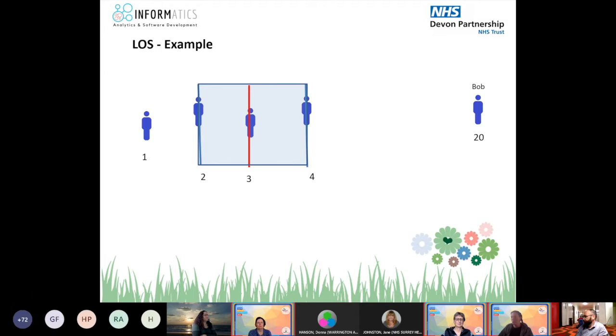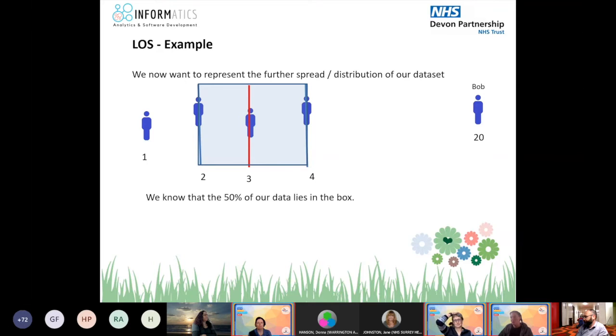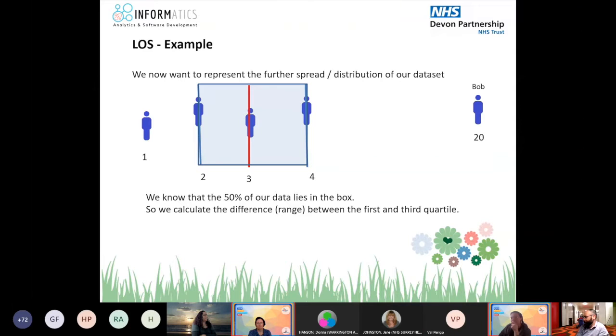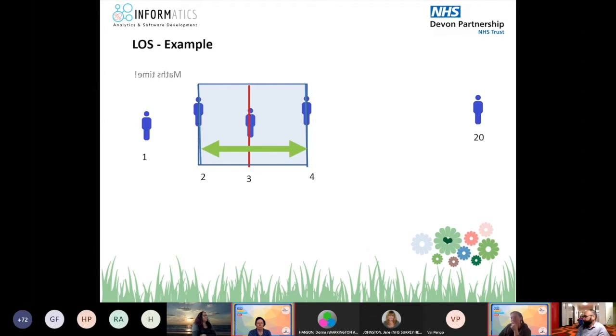Then we can try to represent further the spread and the distribution of that data. So we know, as we said, half our data lies in that box. So we calculate the range between the first and the third quartile. Basically, how wide is that area there? That is called the interquartile range, because it's just the range between those quartiles. So again, massive bit of maths time. We want to calculate our interquartile range, which is quartile 3 minus our first quartile, which is 4 minus 2. Hopefully we can work that out, it's 2.